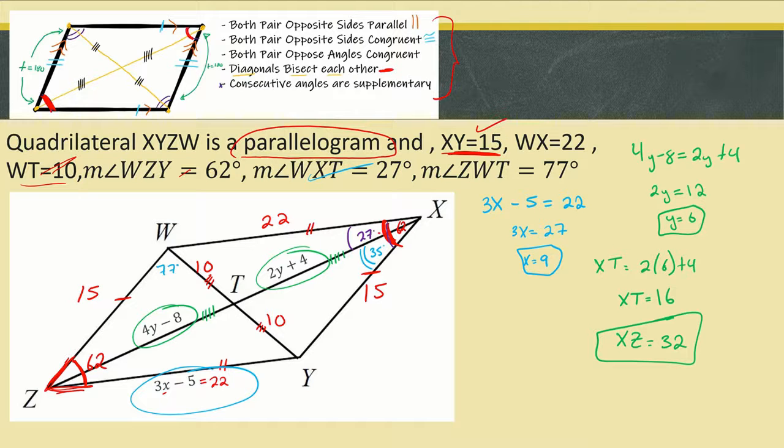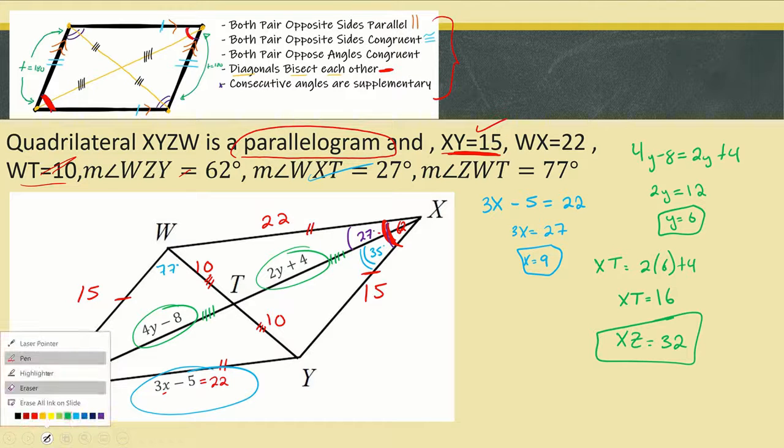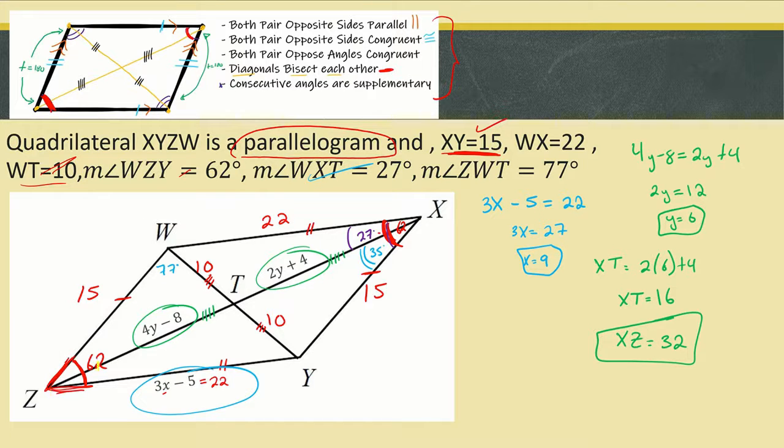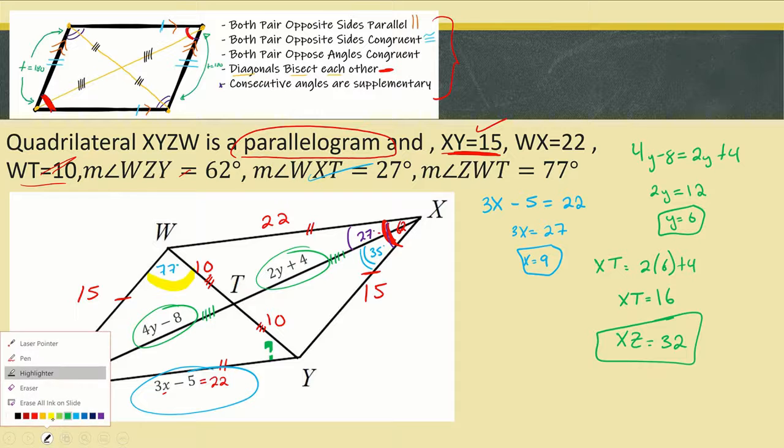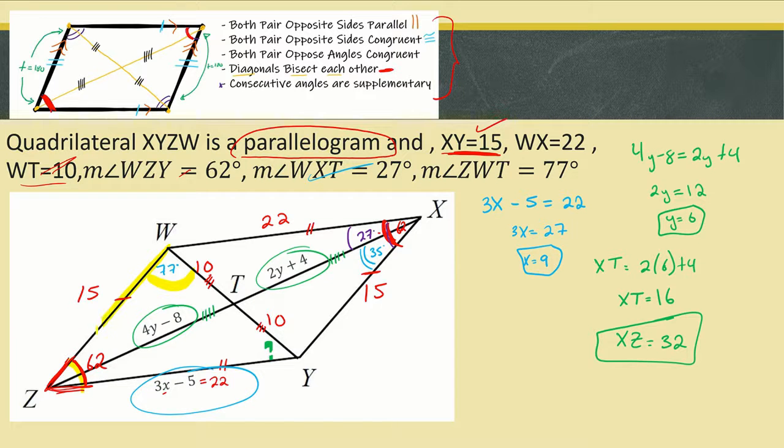So let's go back to finding this angle here. If you notice, 62 is the angle measurement here, and then we got 77 there. And so we can actually find this third angle measurement because we have a triangle here. So if we highlight this triangle, then we can now see that we have a triangle, right?